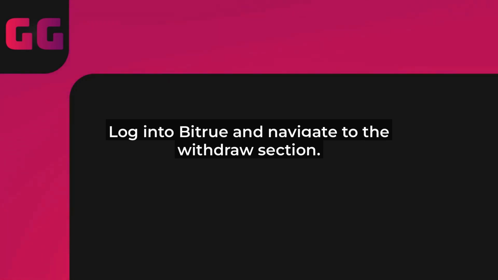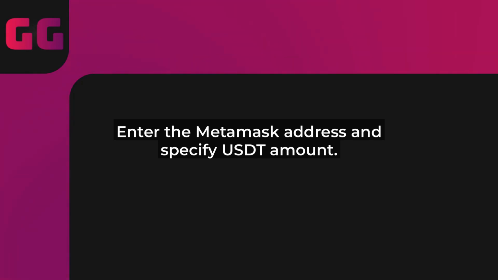Next, log into your Bitrue account. Head over to the Wallets or Assets section and find your USDT balance. Click on Withdraw for USDT. You'll be prompted to enter the withdrawal details. Paste the MetaMask wallet address you copied earlier into the recipient field. Double-check this to avoid any mistakes.